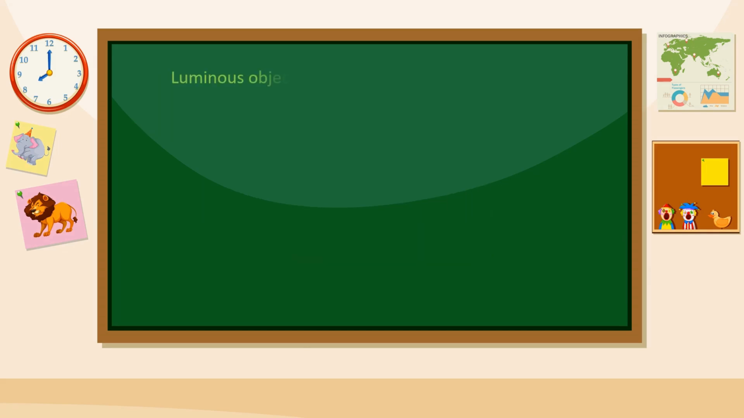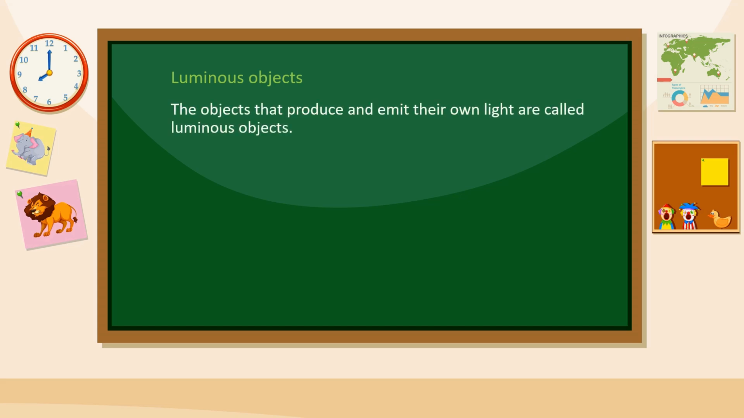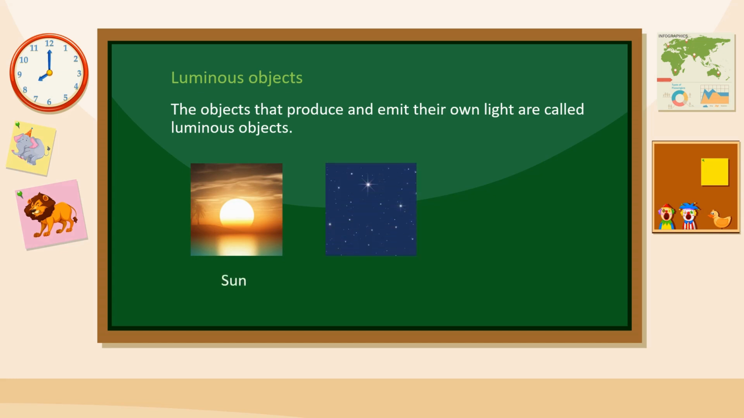Luminous objects. The objects that produce and emit their own light are called luminous objects. Sun. Stars. Fire.